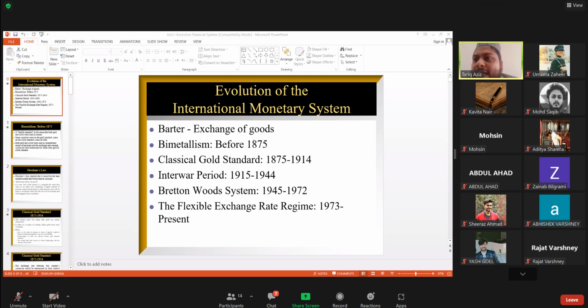So one of the aspects before 1875 was that international trade was not very large. There was international trade, export and import were there, but it was limited. It was not happening at a very large scale.